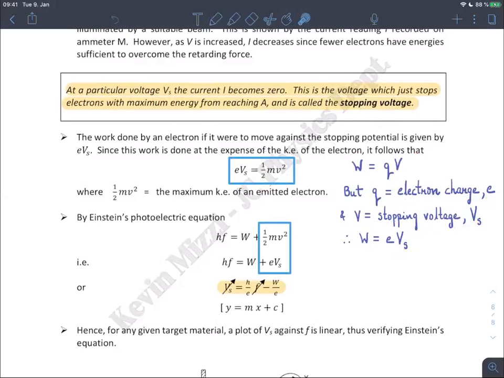If we consider again Einstein's photoelectric equation, hf is equal to W plus half mv squared.